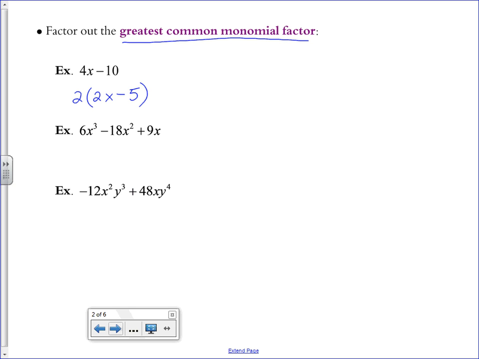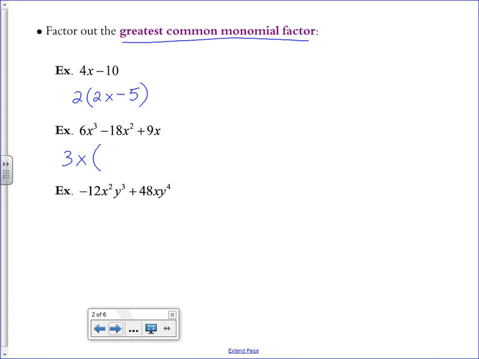Let's take the next example. Now I have a 6, a negative 18, and a 9. And I know I can divide those all by 3. But I also have x's in common. Now the first term has x to the third, the middle term has x squared, and the last term has x. The most I can take out is just a single x because the final term only has one x to give away. So I'm going to take out the 3x. That is the greatest common monomial factor here. And make sure you show the 3x in front of the parentheses.